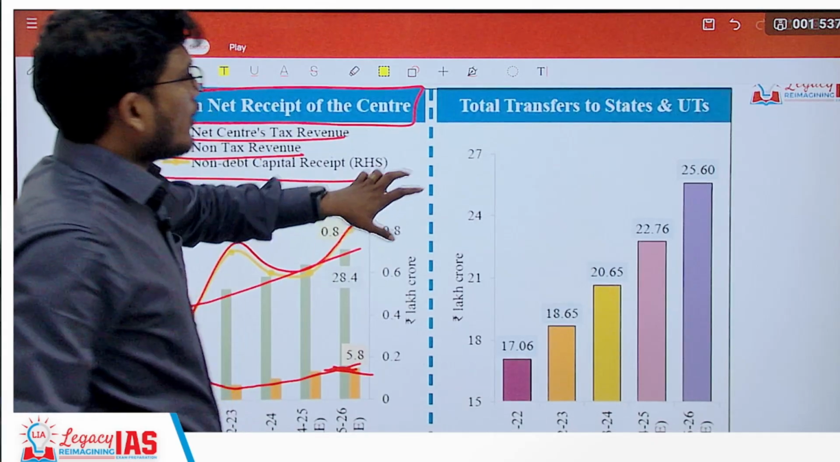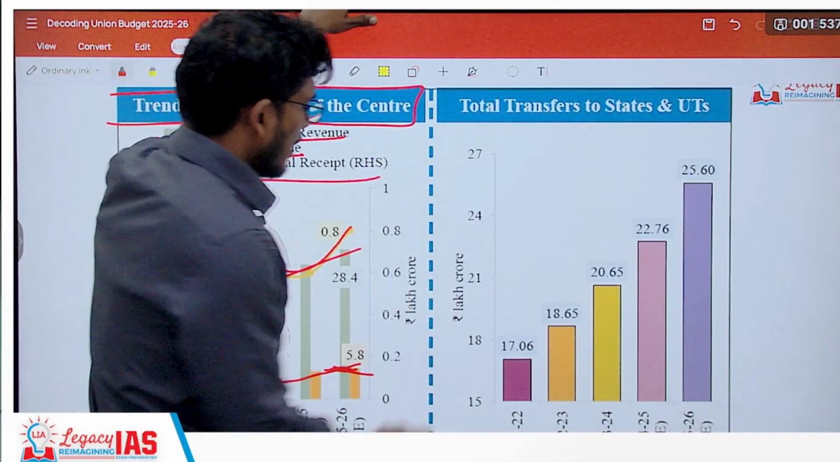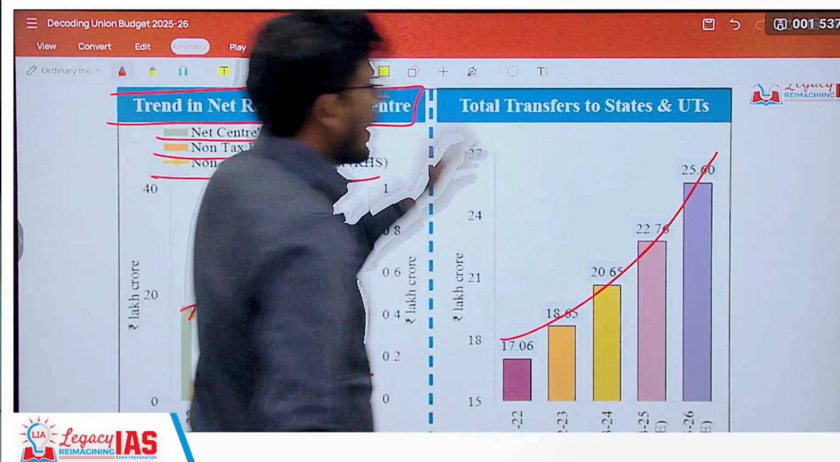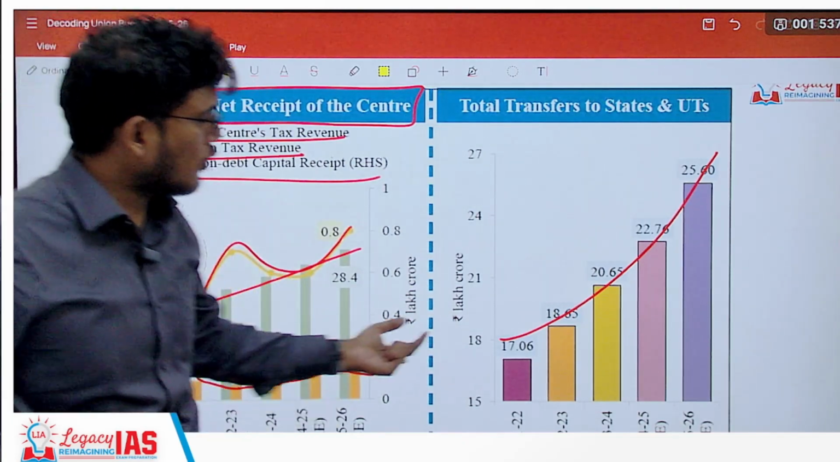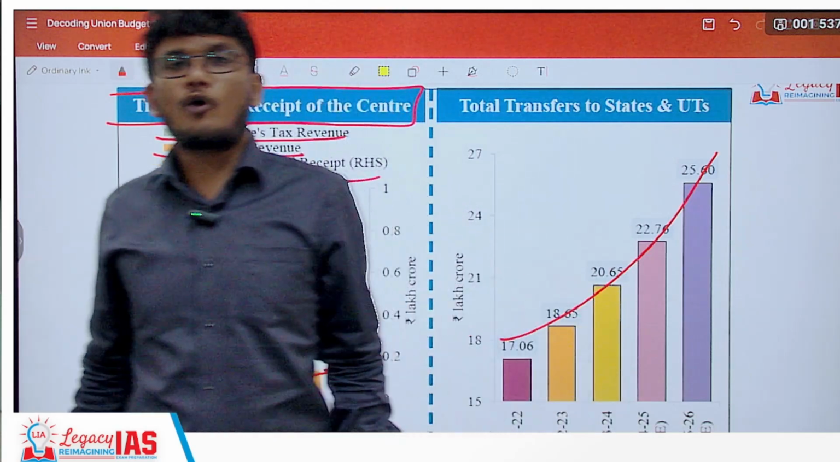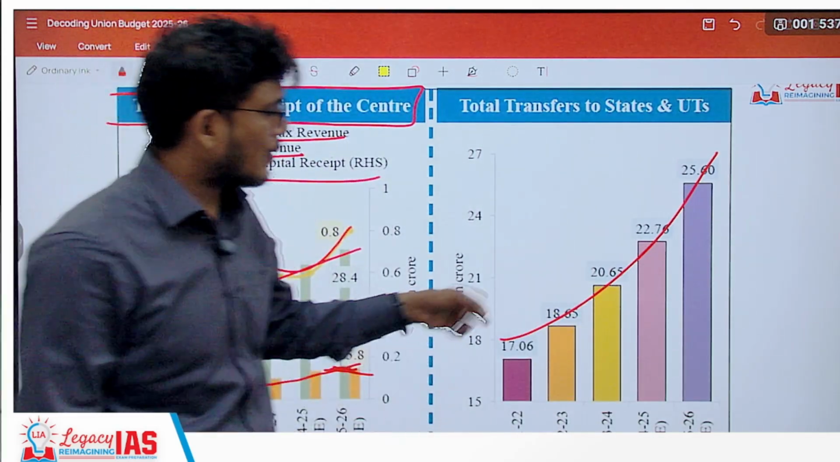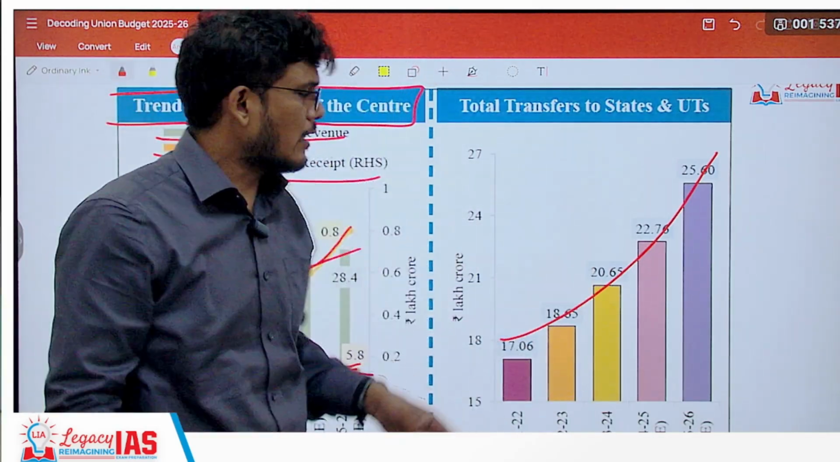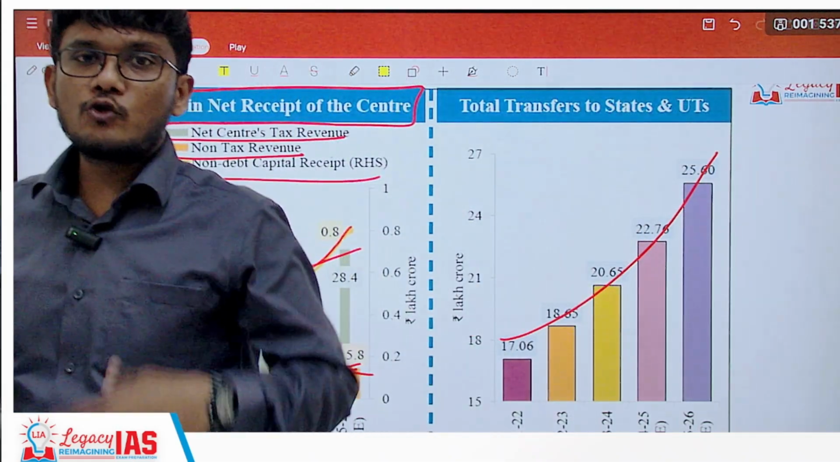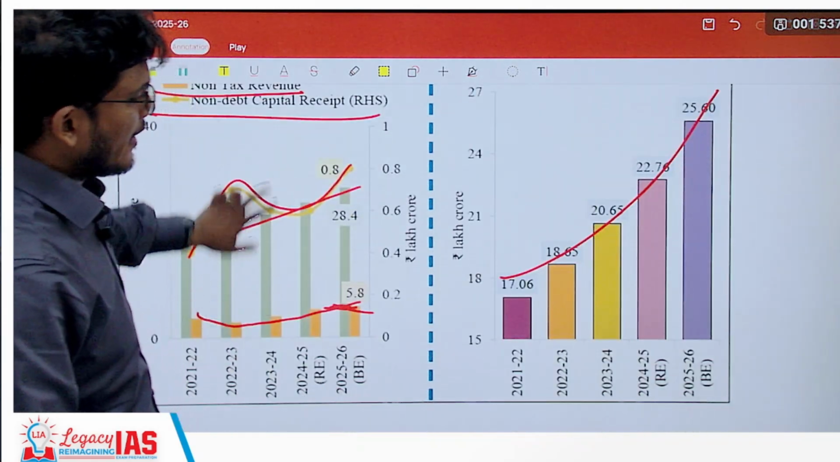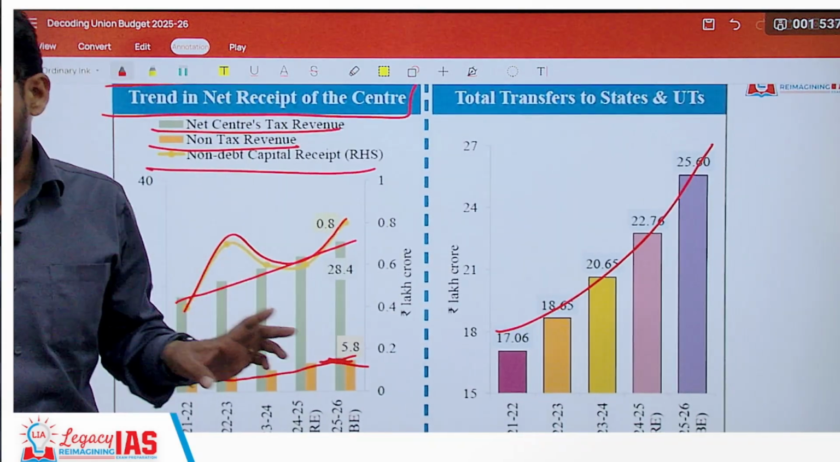Okay. Now total transfers to the states. The total transfers to the states have also gone up. However, it is very interestingly or intelligently shown. It is shown cumulatively. Cumulatively, of course, it has gone up. But if you make a graph percentage-wise year on year, it will be fluctuating in nature. But cumulatively, yes, of course, it has gone up. I hope this is absolutely clear.